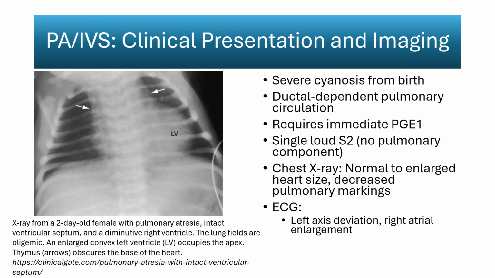Chest radiography shows variable cardiomegaly, often caused by right atrial enlargement, and pulmonary vascular markings are diminished because forward flow does not reach the pulmonary arteries. Electrocardiography typically demonstrates left axis deviation and evidence of right atrial enlargement, a pattern that helps distinguish PA/IVS from other cyanotic lesions in the newborn. Taken together, these findings of severe cyanosis unresponsive to oxygen, single S2, ductal dependence, and decreased lung markings define the clinical picture and highlight the urgency of prostaglandin therapy and early anatomic delineation.